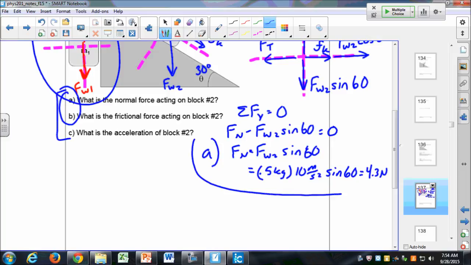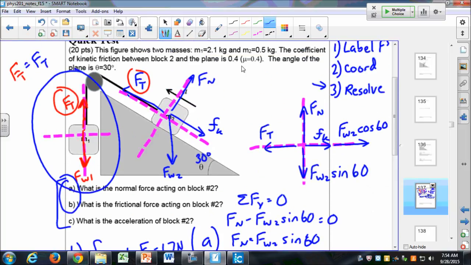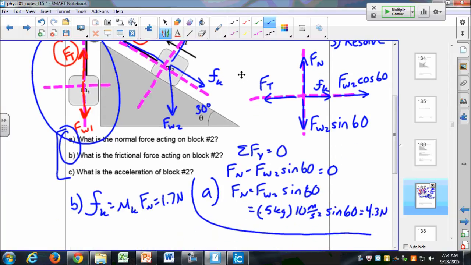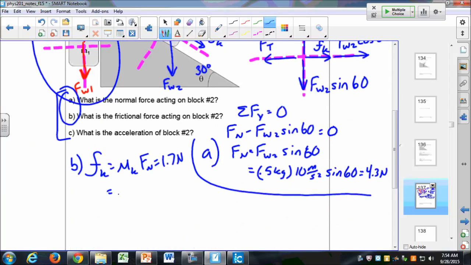You can also go and work part B. Has anybody found part B yet? You have it. What is it? 1.7. So my kinetic friction is mu k times my normal force, which is 1.7 newtons. By the way, that's just saying mu, which is 0.4, times 4.3. All right, so that's part B.